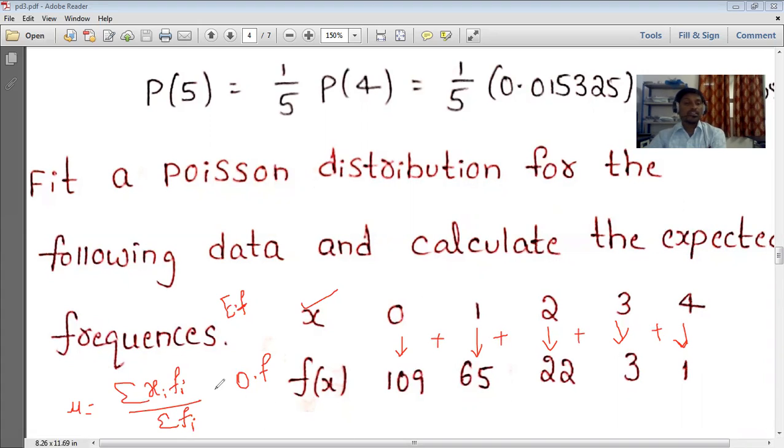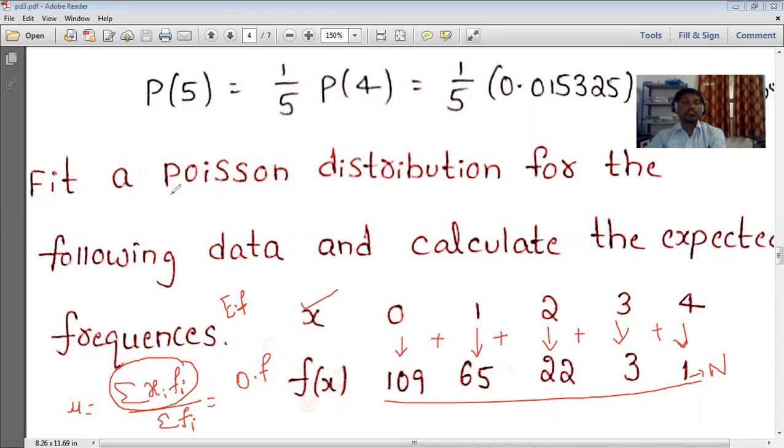After calculating and adding all those things, we get the numerator. Next, summation fi is nothing but adding all these frequencies. In other words, we write it as capital N. So capital N is equal to summation fi. Then we get some value, the mean mu.